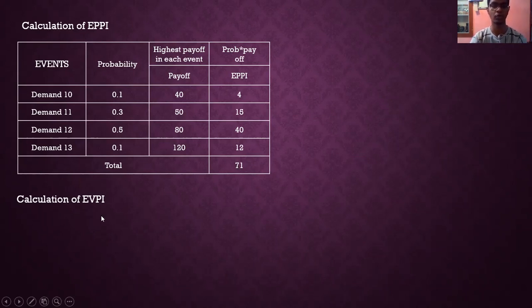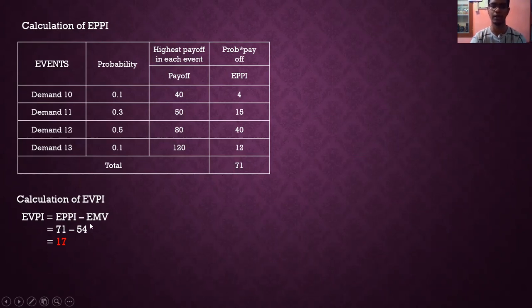So how to find out EVPI values? To find out EVPI values, we have a formula. So this is the formula. EVPI is equal to EPPI minus EMV. The EPPI value we already have here, so that particular value we are writing here.